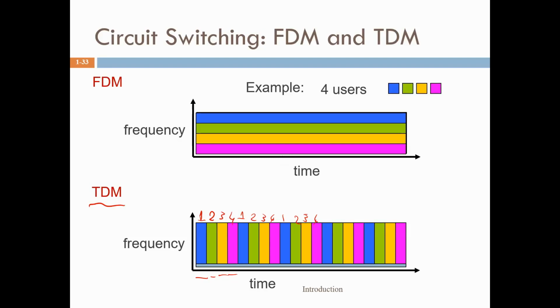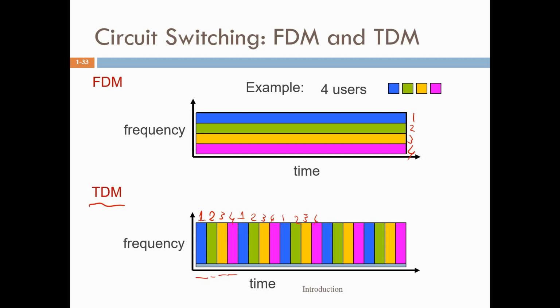You have the entire spectrum, and you divide it into frequency chunks or frequency bands, and then each communication session gets a frequency band. So in this case, 1 gets this frequency band, 2 gets this one, 3 gets this one, and 4 gets this one. And so because each of them has a frequency band, they get it all the time.